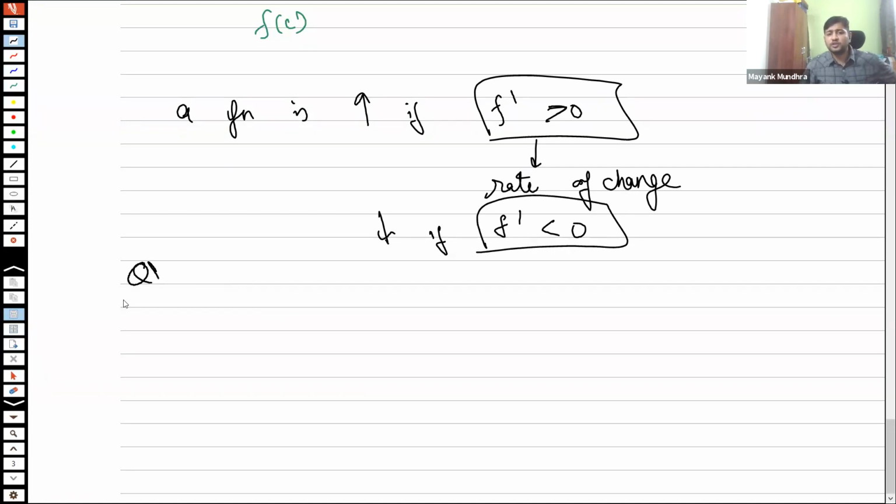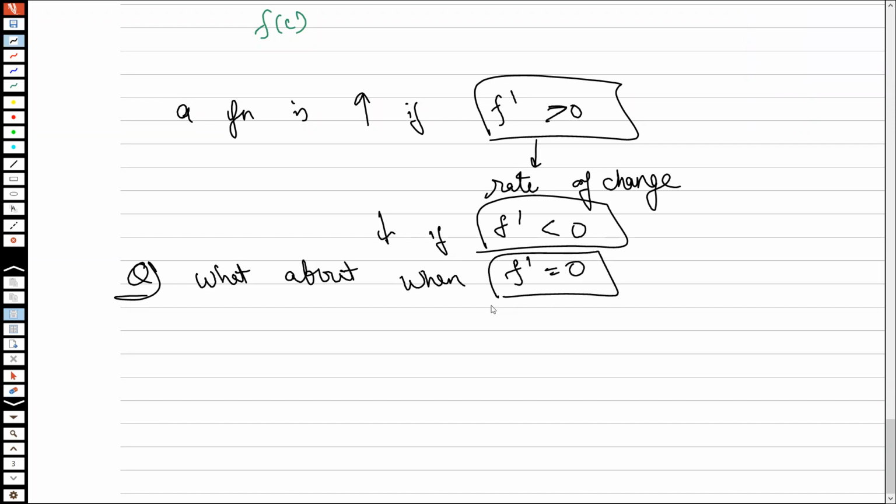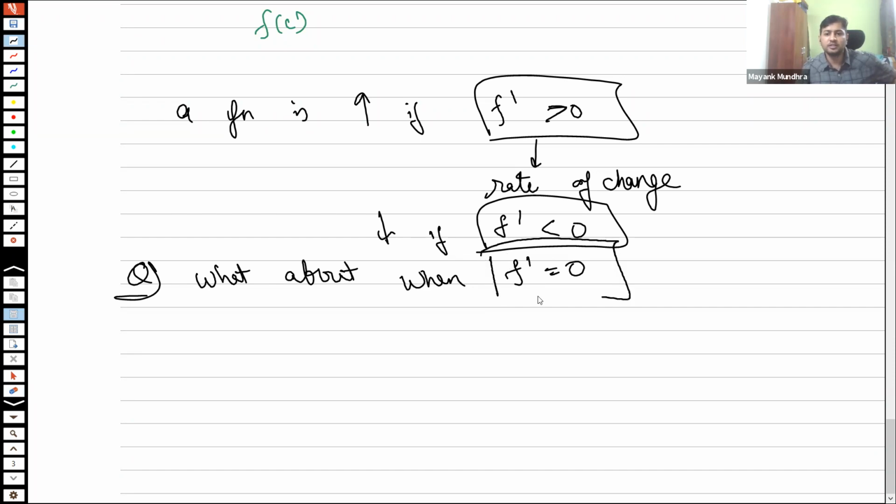So my question to you is, what about when f prime is equal to 0? So the function is constant. It's neither increasing nor decreasing. Okay, so I'll come back to this point. This is a common misconception which we'll clear now. These are some nitty-gritties.